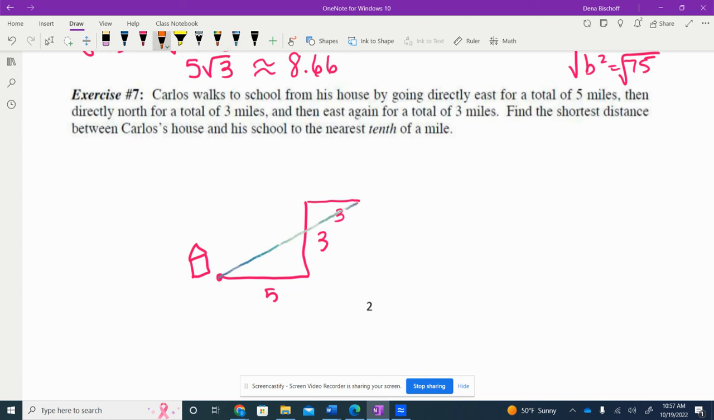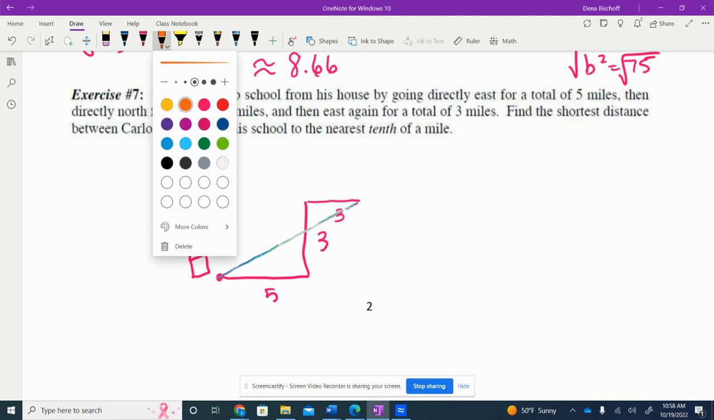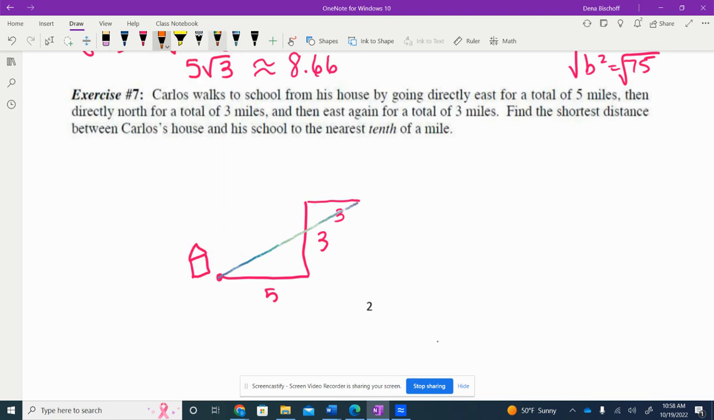That's very interesting. Okay, so let's talk about what we know. We know that the total distance he traveled east is 8 miles, and the total distance that he traveled north is 3 miles.